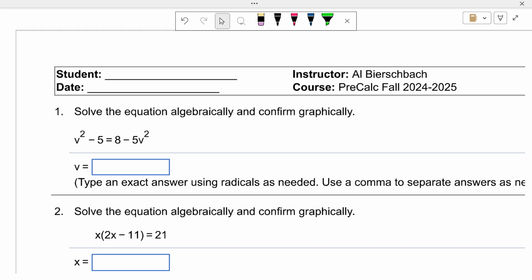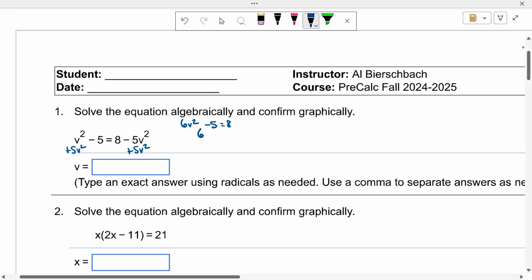Probably the negative 5v squared. We're going to add 5v squared to both sides. So we get 6v squared minus 5 equals 8. Then what do we do? What would you do next, Grady? Okay, we'll add 5 to both sides. Now what?